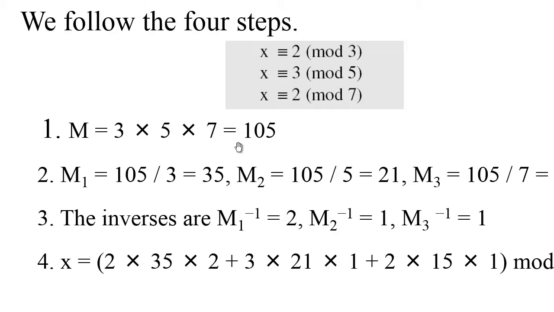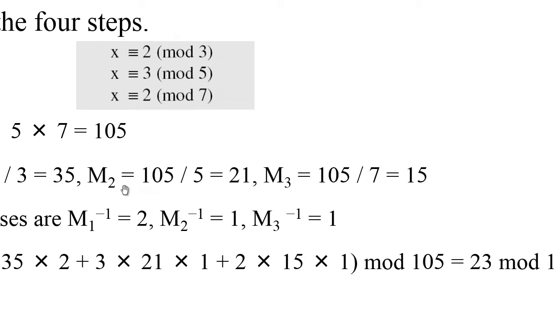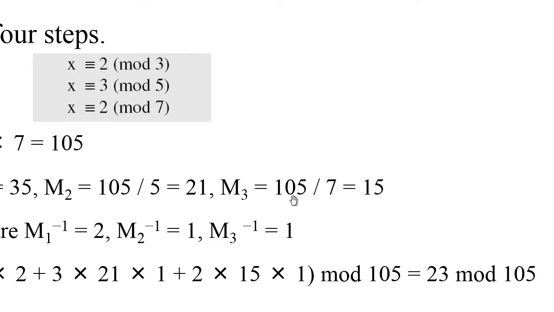Then what do we have to do? We have to find capital M1 with respect to smaller m1, based on the answer we obtained in step 1. From step 1 we got 105, so M1 is equal to 105 divided by 3, which is 35. Similarly, M2 is equal to 105 divided by 5, because smaller m2 is 5, so that is 21. Then M3 is equal to 105 divided by 7, that is 15, for smaller m3.